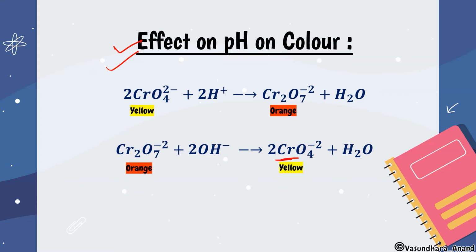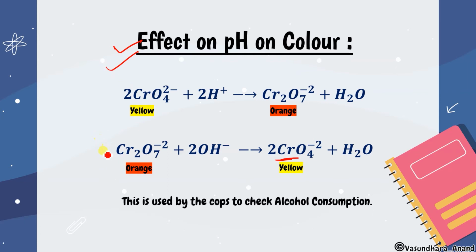So what happens in the acidic medium? In acidic medium, the yellow color will convert into orange because of the formation of dichromate from chromate. Similarly, in basic medium, the orange color will convert into yellow color. Clear? I hope it is clear. Yes. This particular equation is used by the cops to check alcohol consumption. Okay.